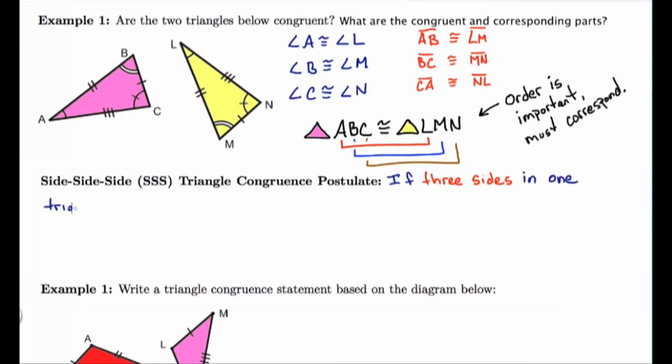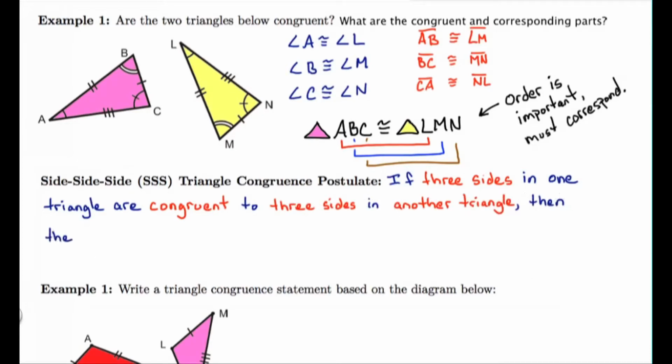Okay, the side, side, side triangle congruence postulate states if three sides in one triangle are congruent to three sides in another triangle, then the triangles are congruent.